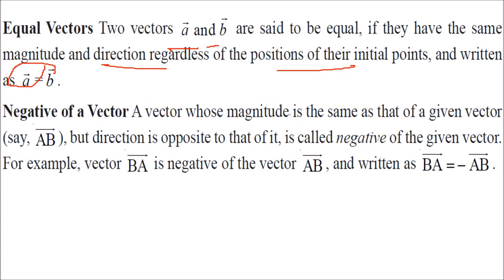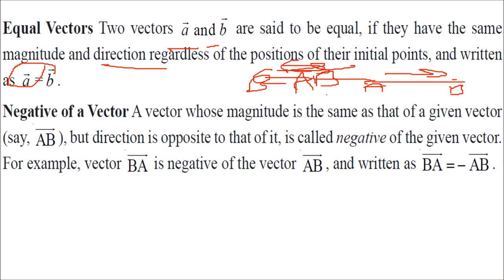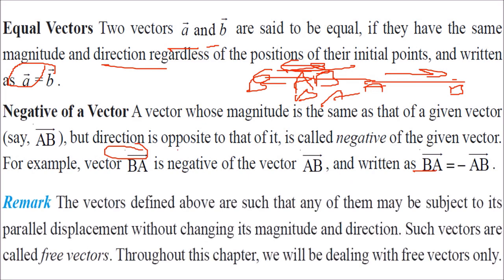Negative of a vector. What is the negative of a vector? See, AB is from here to here, and this is the direction of AB. Now when we say negative, this is the negative direction of AB. So this becomes BA actually. So BA is the negative of AB. We write BA is equal to negative of AB. Right?